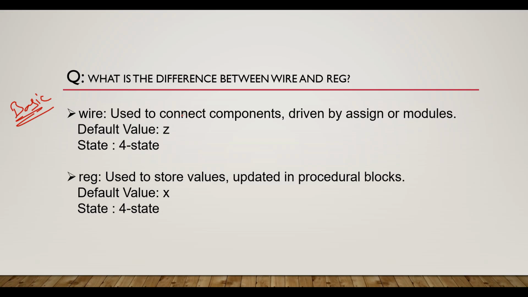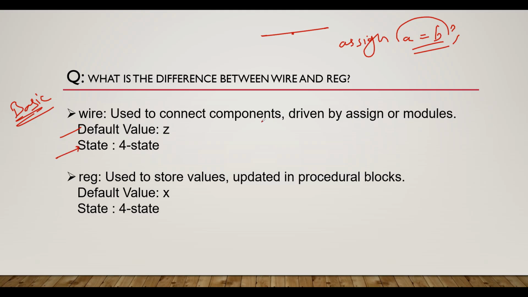Your wire is generally used to connect components driven by assign statements or modules. So what does it mean? Suppose you have a continuous assignment. In that case, you have to use wire. Just like suppose you have written an assign statement, assign A is equal to B. In that case, you are continuously driving B to A, so we have to write wire. The default value of your wire is Z and it's a 4-state data type.